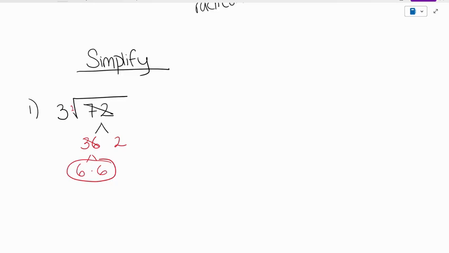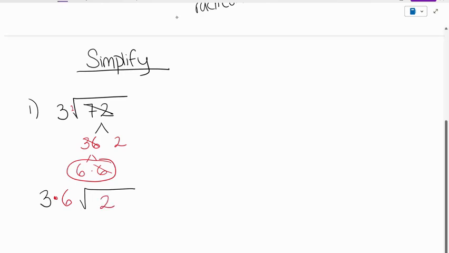So now what you do is whatever you circle gets pulled out one time. What does that mean? I circled one pair of sixes, so that means one six is going to the outside. But what's already on the outside? A 3. So it's going to be 3 times 6. And whatever's not circled or crossed out goes back underneath the radical. So what number is going back underneath the radical? A 2. So this becomes 18 root 2.